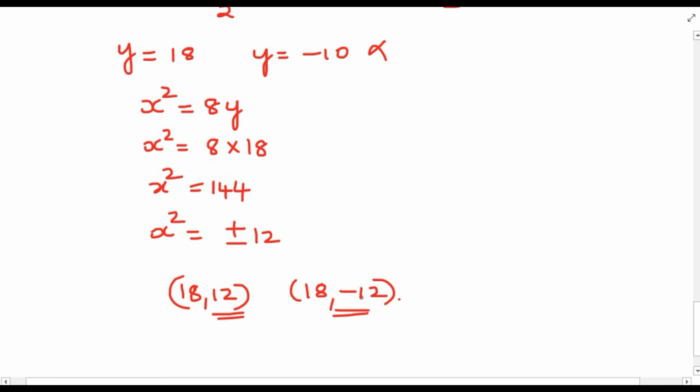It can be 18 and 12. The smaller number is 12, larger number is 18. Smaller number is minus 12 and the larger number is 18. Both will get the same answer.